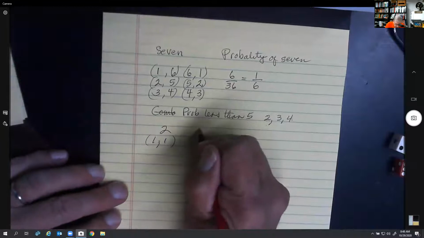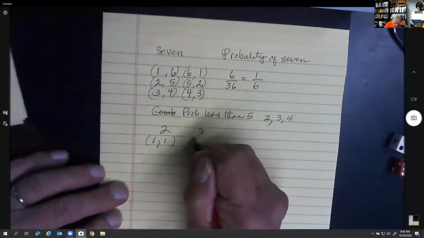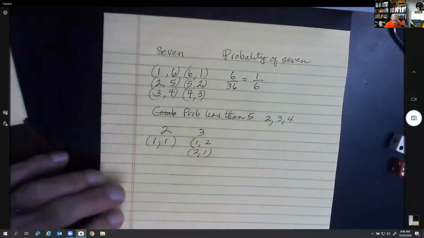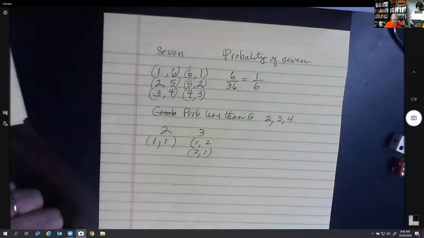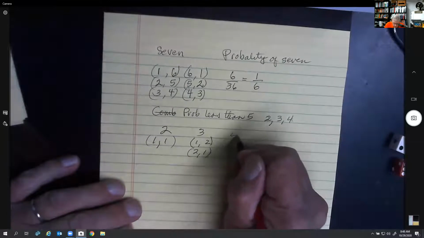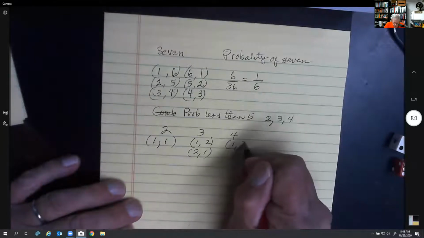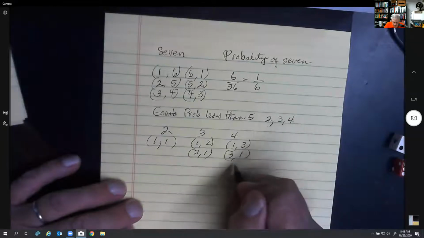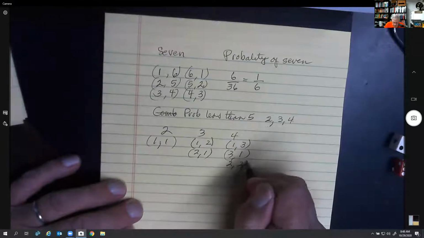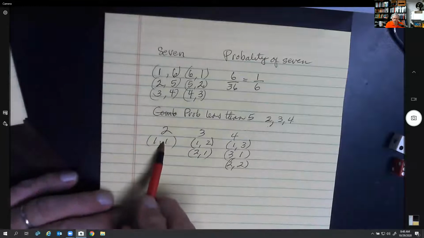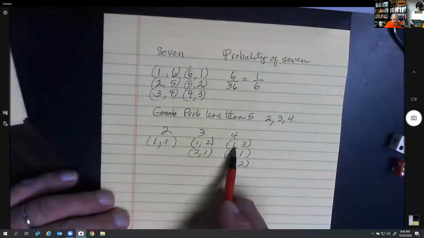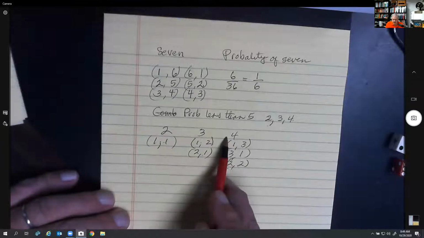To make a 3, what could you have? You could have a 1 and a 2, or a 2 and a 1. What about making a 4? What combinations make a 4? A 1 and a 3, or a 3 and a 1, and a 2 and a 2. So there's only one way to roll a 2. There's only 2 ways you can roll a 3. There's only 3 combinations that make a 4.